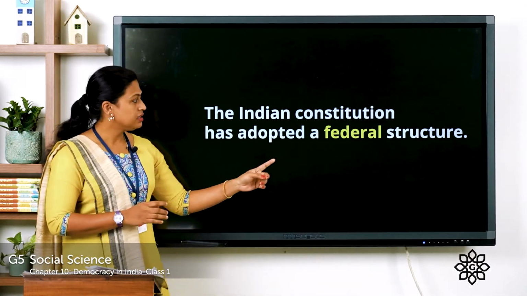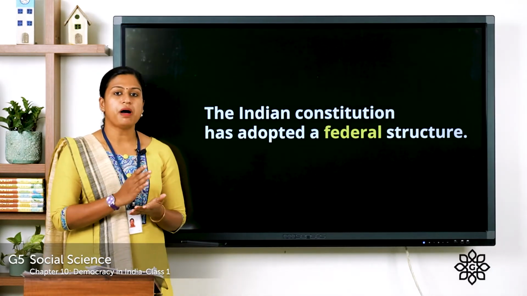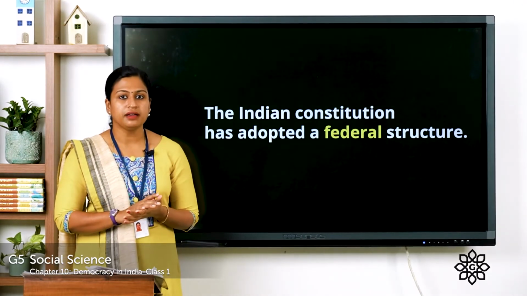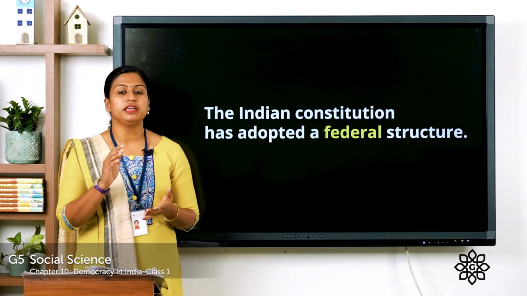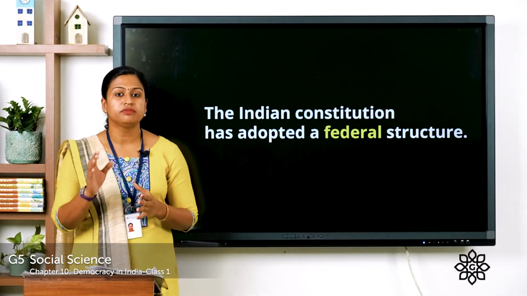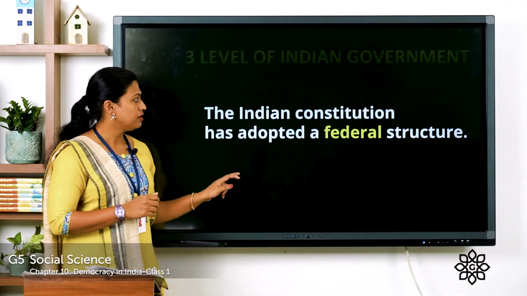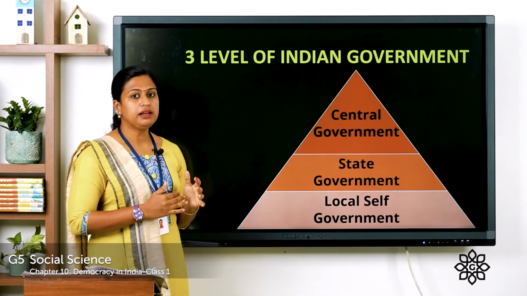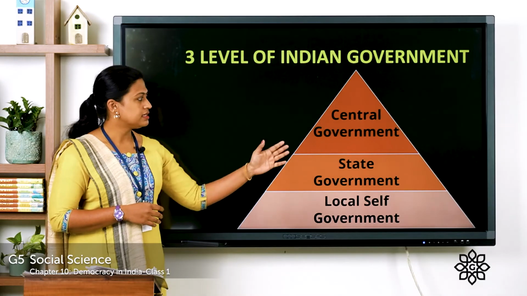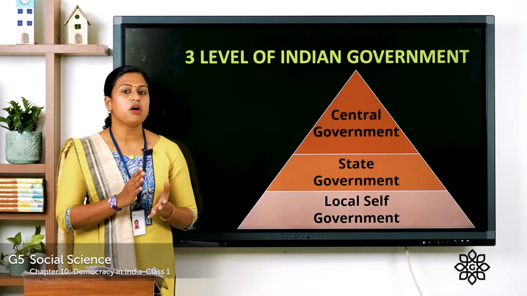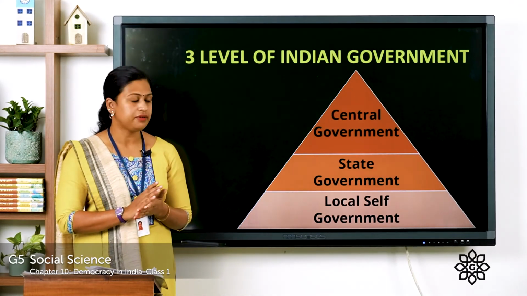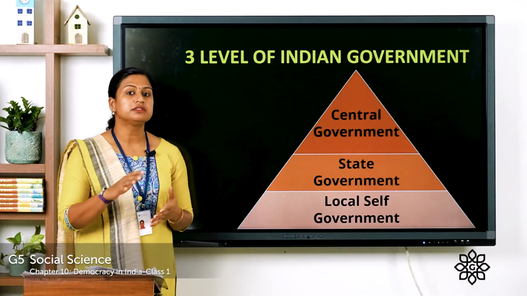So here the word federal structure means the power has been divided between the central government, which looks after the entire country and makes laws for the entire country, and the other one is the state government, which makes laws for that particular state. So here you can see the three levels of government. The power has been divided into three levels. The central government is for the entire country, so it makes rules for the entire country. The state government makes laws for the state.